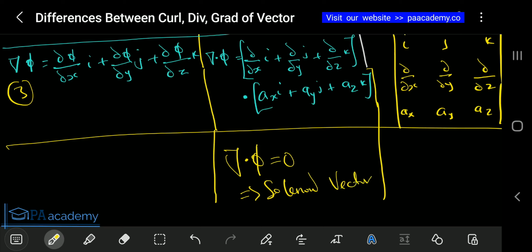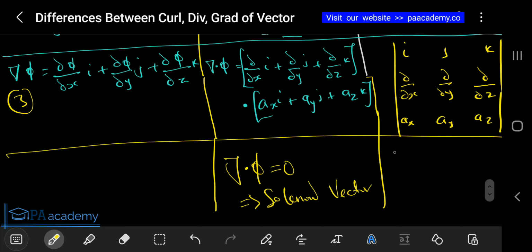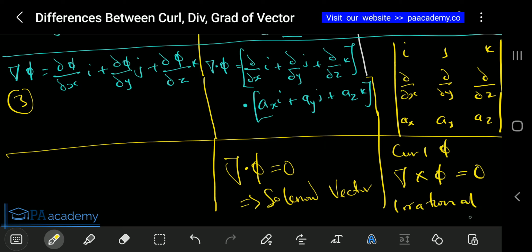And then if it is curl, so if we have the curl of phi, which is represented as this, if your answer is giving you 0, just know that it is irrotational. Exactly. So these are some of the differences between the curl, the divergence, and the gradient.